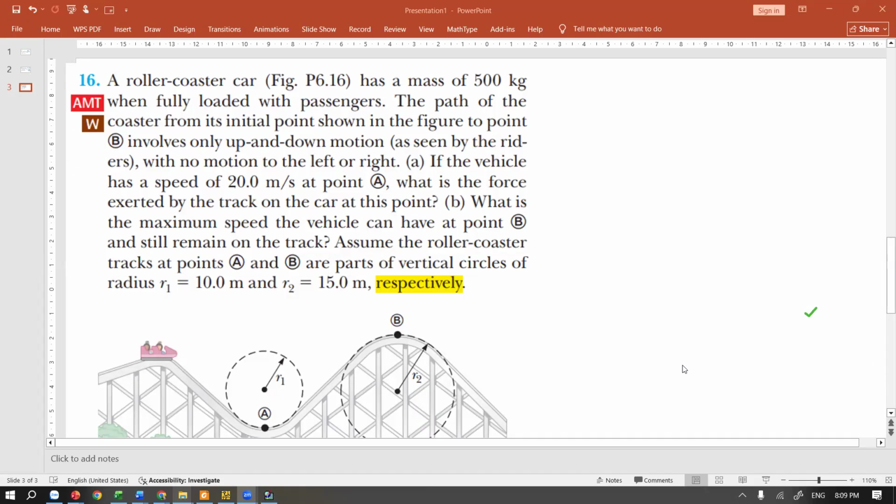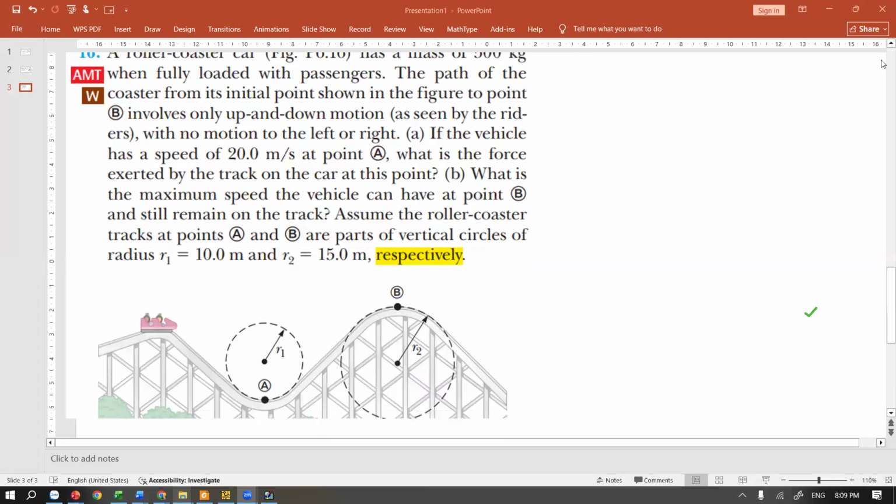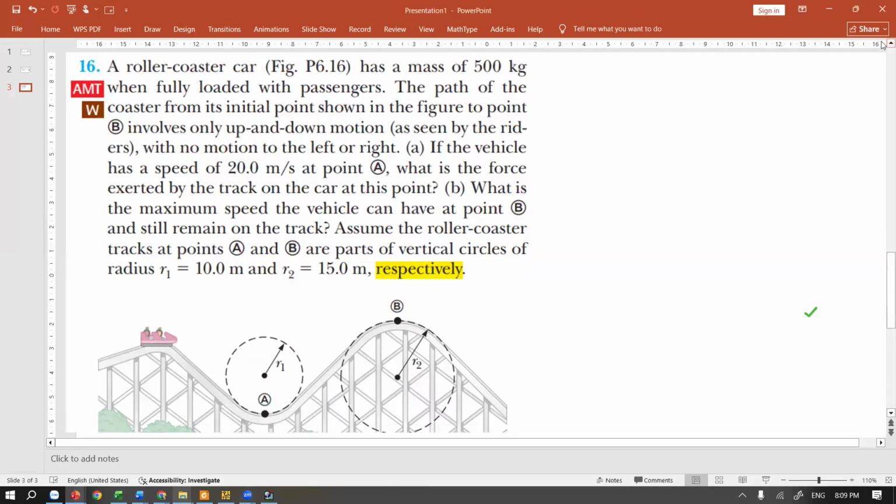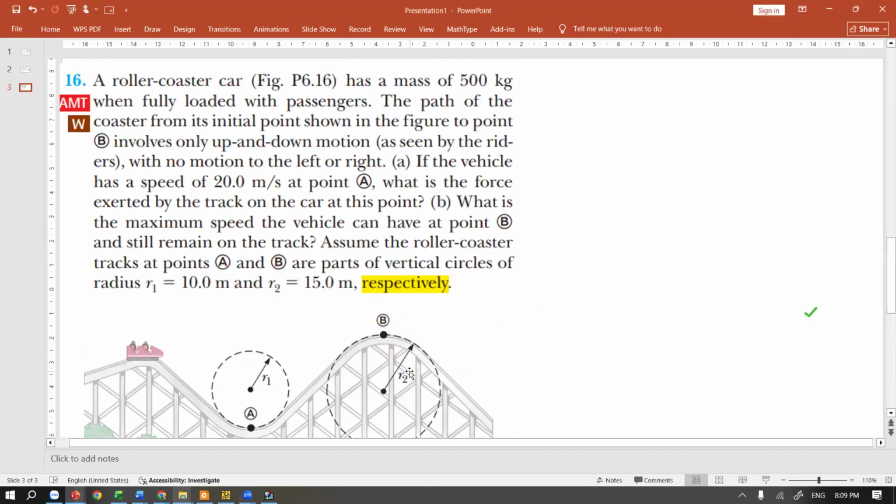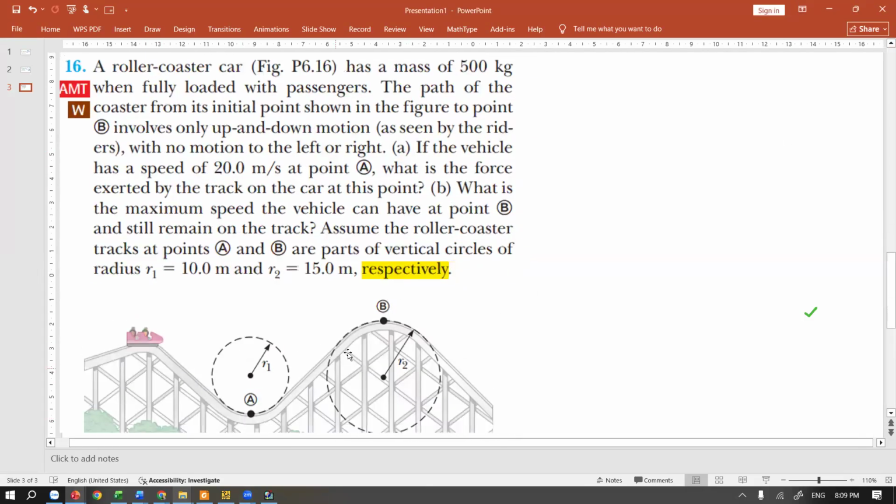Okay. We will study the case when the car here is at A and then at B.